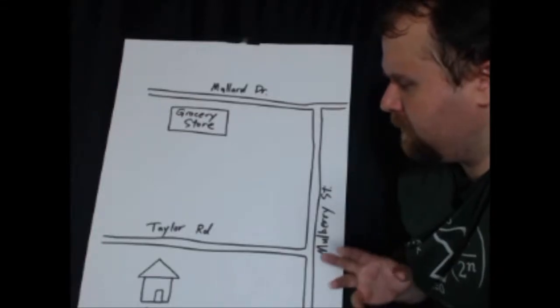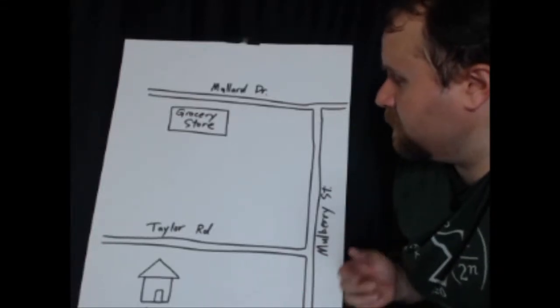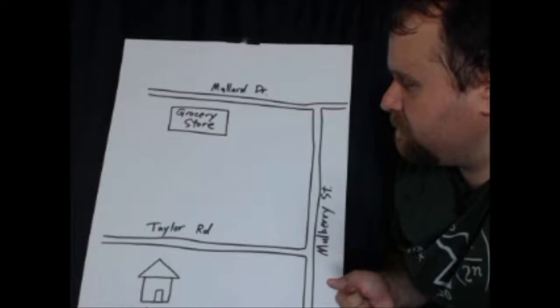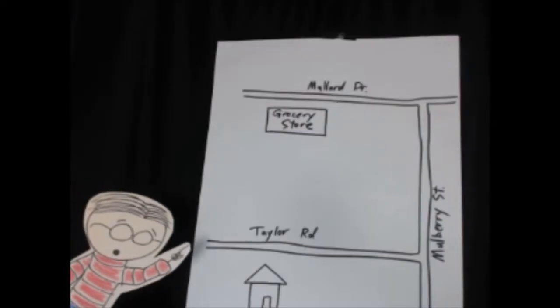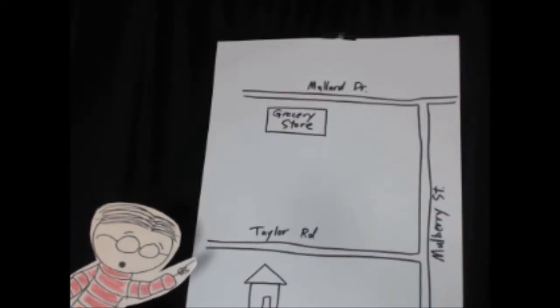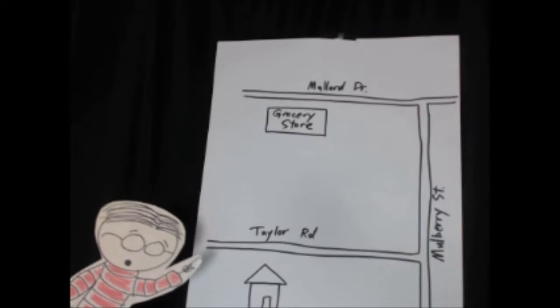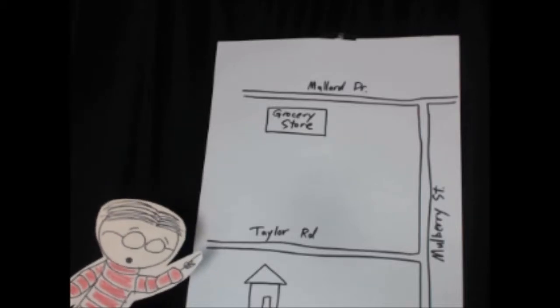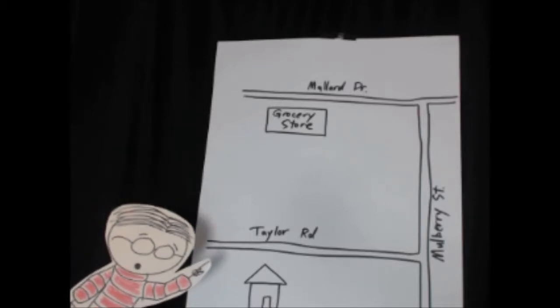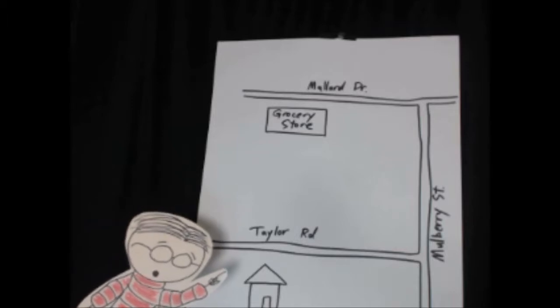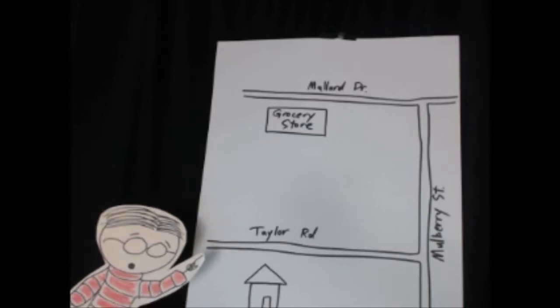Okay, Billy, could you tell me how to get to the grocery store from our house? Well, let's see. You're going to start by turning right onto Taylor Road once you get out of the house. Then on Taylor Road, you're going to take a left at Mulberry Street. Keep going on Mulberry Street until you get up to Mallard Drive.